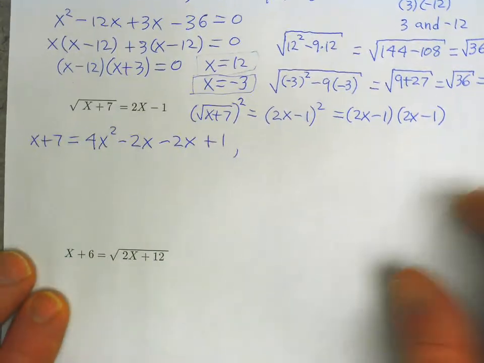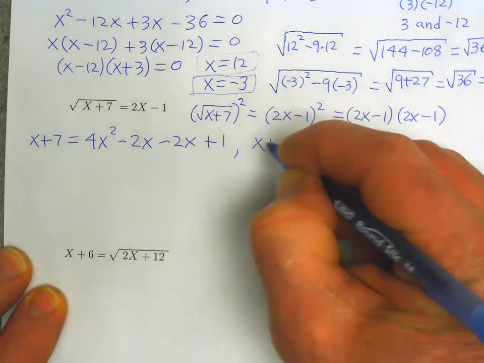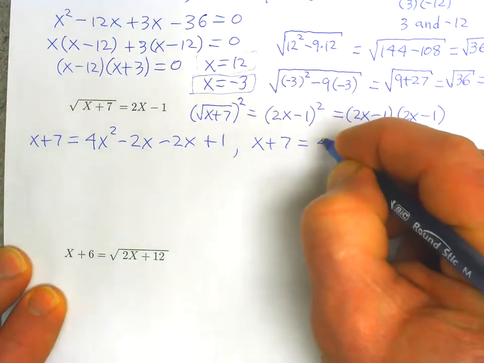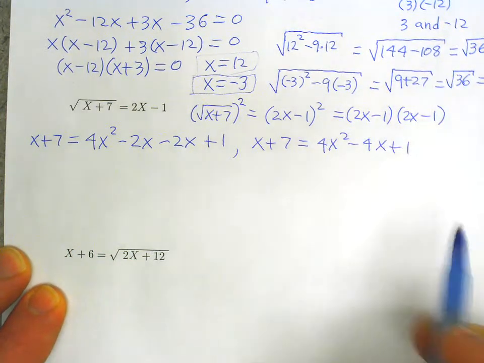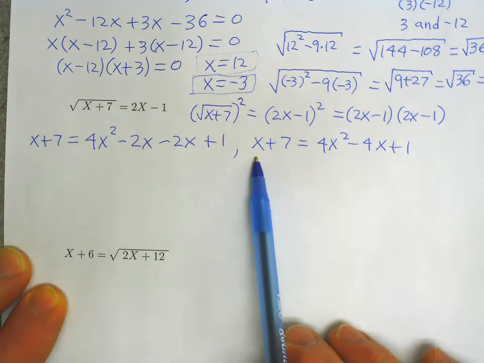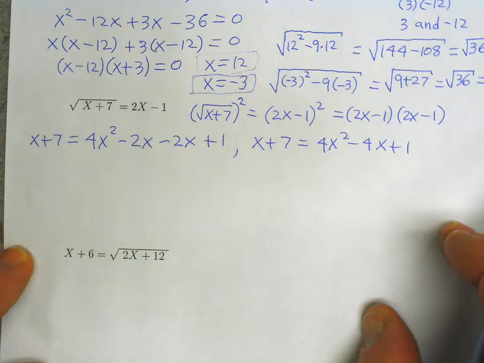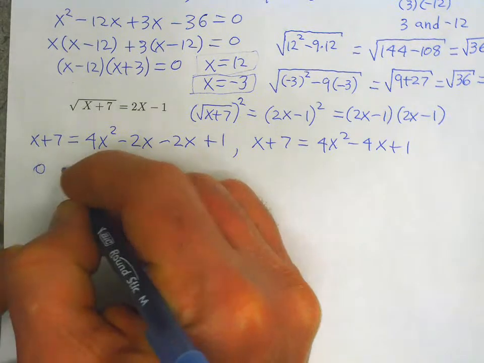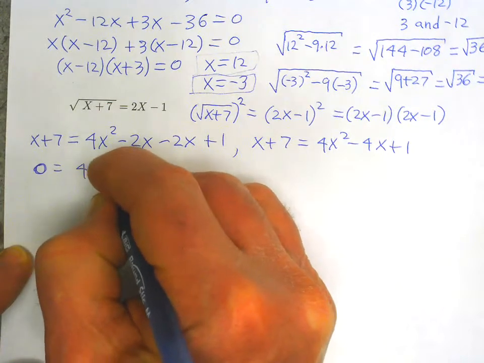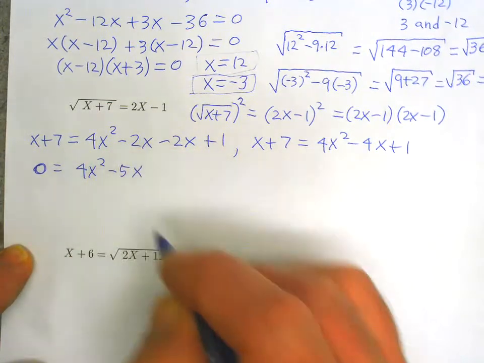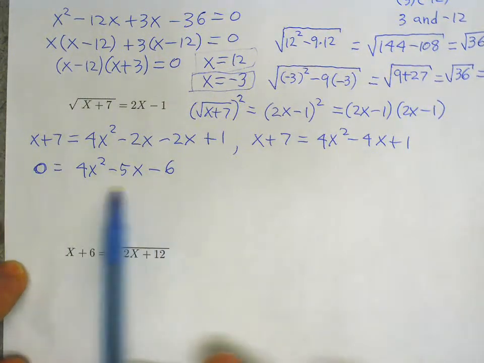Okay, so we'll combine like terms, so we get x plus 7 equals 4x to the second minus 4x plus 1. And then we'll subtract x from both sides and subtract 7 from both sides so that we get 0 equals 4x to the second minus 5x minus 6. So now we have to solve this equation.